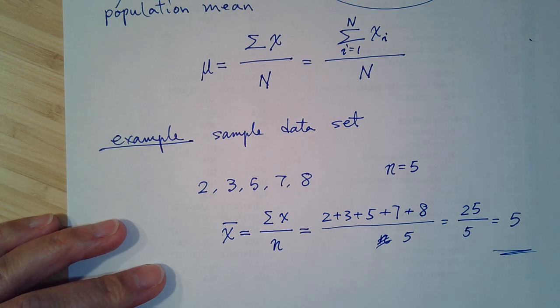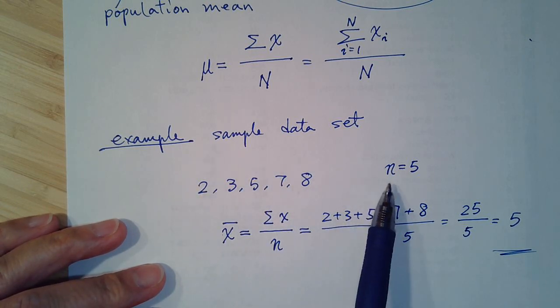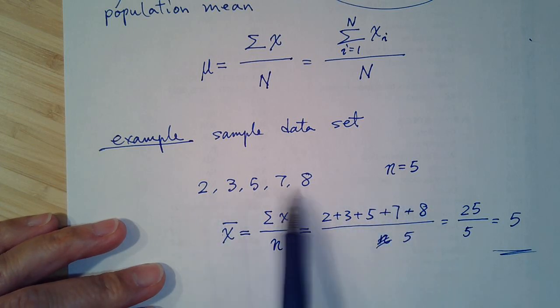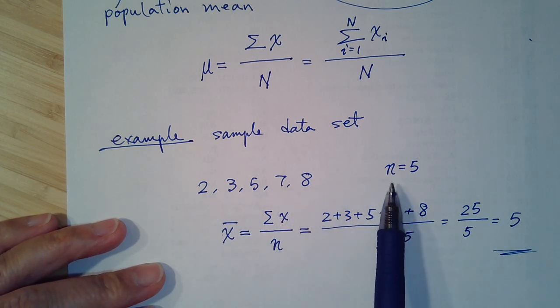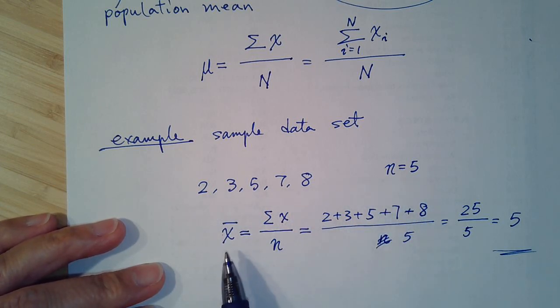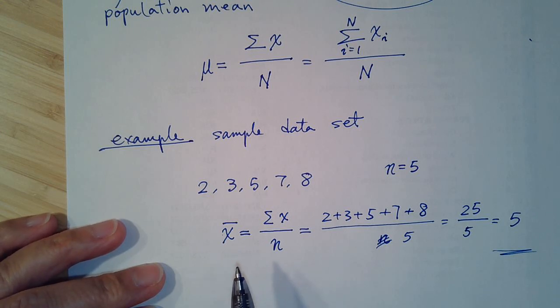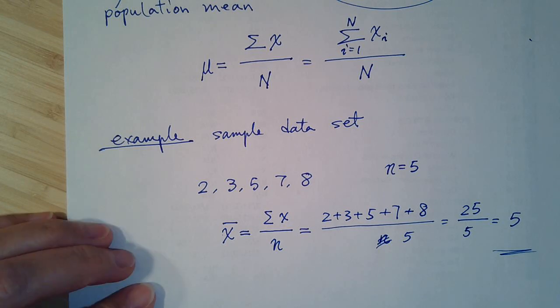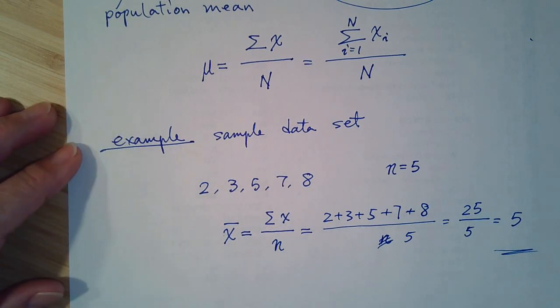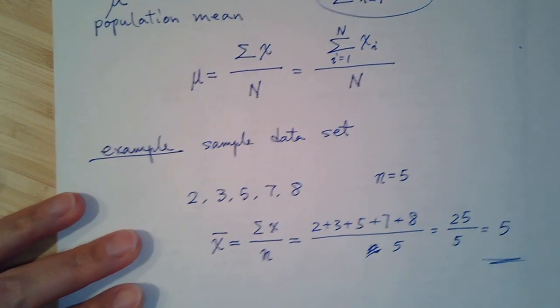If I give you a population data set, you just use capital N here, and you can count. Maybe this is your population, so capital N is 5, and then you're going to use mu, not x bar. All right, let me get another piece of paper. This is how to get the mean. Now we are going to the next measurement, which is the median.